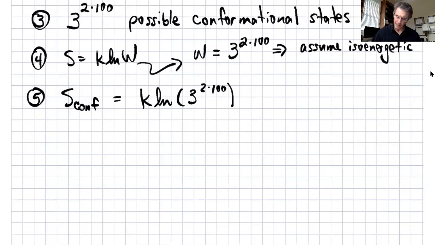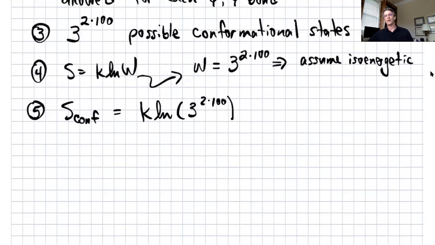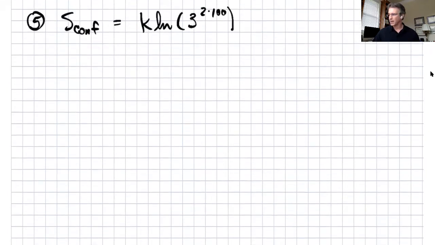Which is undoubtedly, certainly would not be the case. But again, for numbers this big, even if we're off a bit here, it really doesn't change the conclusion we're going to draw. Okay, so with that set of assumptions, we can now calculate the configurational entropy available to this polypeptide in the unfolded state, assuming this thing is unfolded.